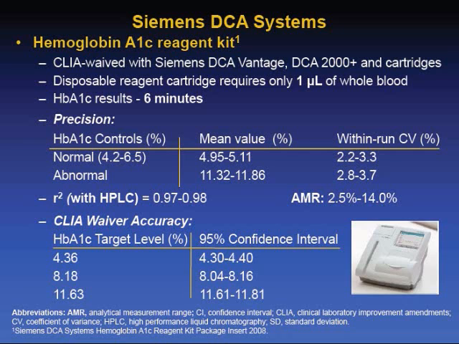The analytical measurement range is 2.5% to 14% in A1c. The CLIA waiver accuracy study included 68 participants with no previous lab experience to perform the test. The results were compared to the target values traceable to the HPLC reference method. The target levels were within range of the 95% confidence intervals, except for 8.18%, which is only off by 0.02%. Please keep in mind that this device was CLIA-waived on the intended use of monitoring and treatment of diabetes and not for diagnosis. CLIA waiver for diagnosis would require a new submission to the FDA.